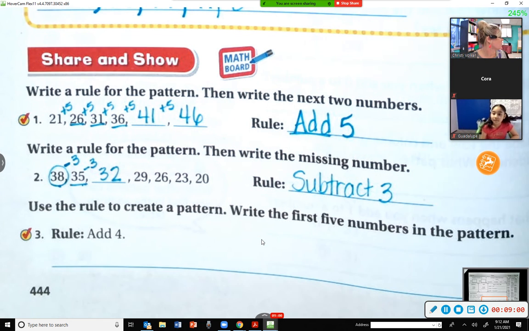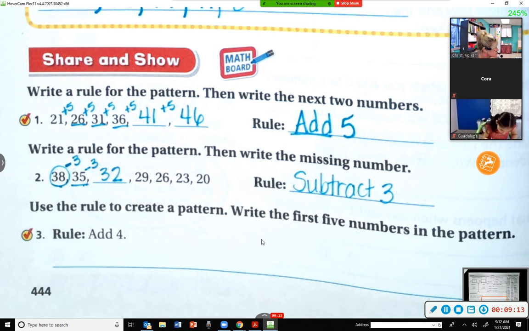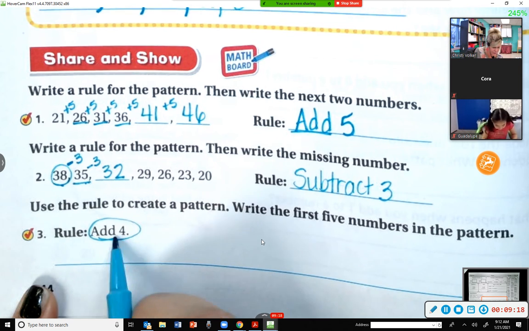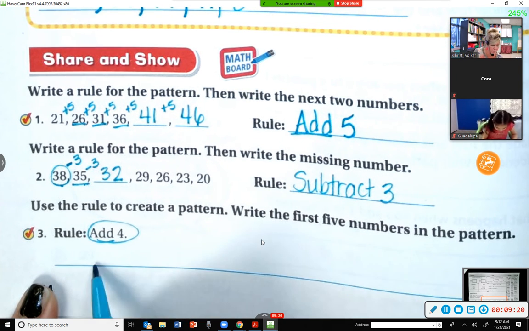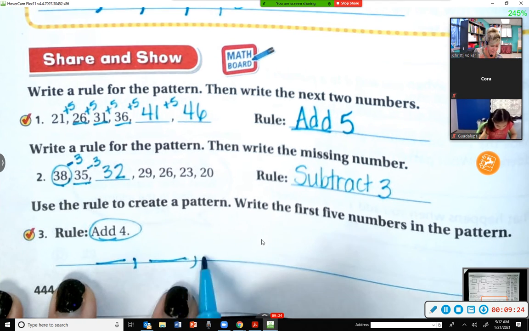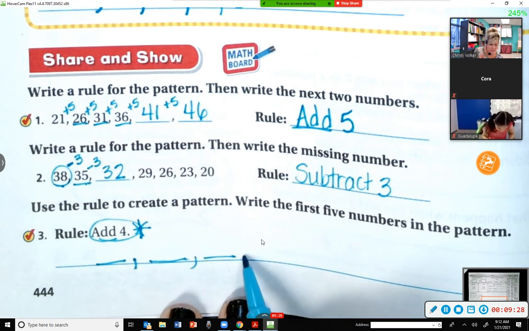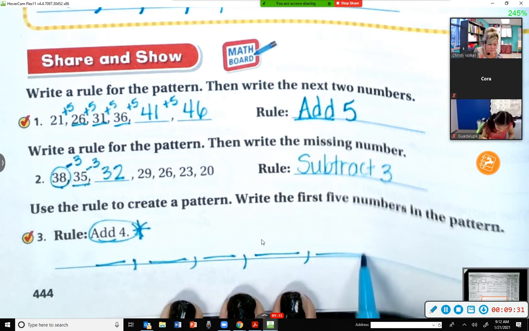Okay, so next one, number 3, I want you to try this one on your own too. You're going to use the rule to create a pattern. Write the first 5 numbers in the pattern. Okay, so number 3, the rule is to add 4. So you can start with any number you want, and you want to come up with 5 numbers using this pattern. Okay, make sure you have 5 numbers.